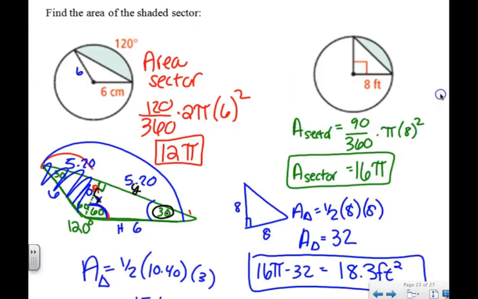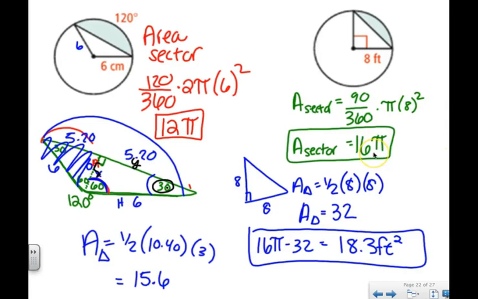For this top right one, when you find the area of the sector, you should have gotten 16 pi. When you find the area of the triangle, 1/2 base times height, you get 32. So you're going to subtract the whole sector, subtract the triangle, and you should get 18.3 feet squared. So remember our units, I forgot to do on this one. If they give you units, they're going to be squared because of area. Okay.